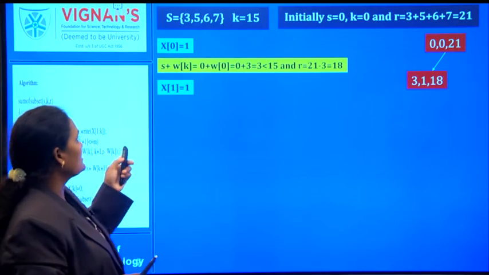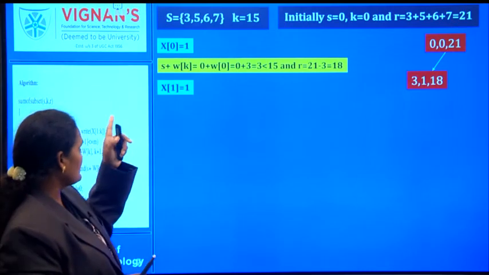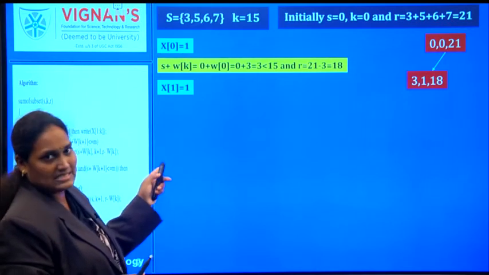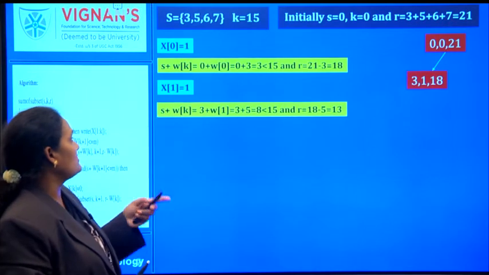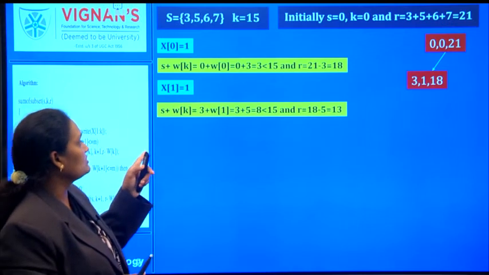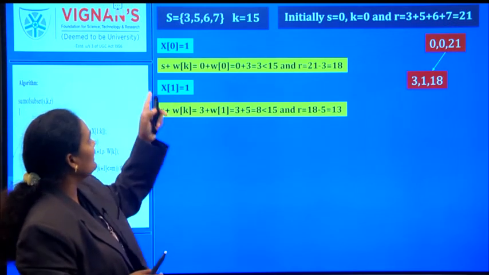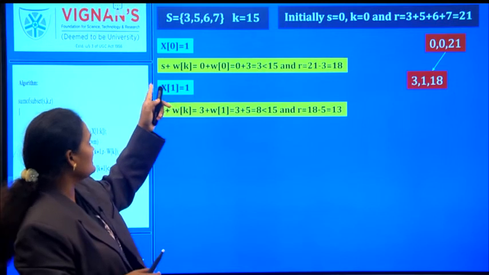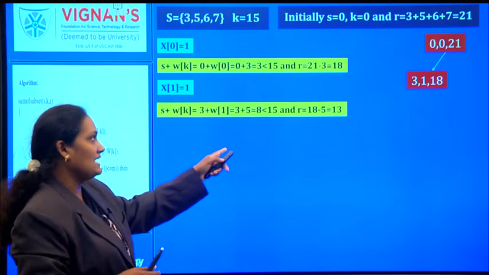Now next x of 1 is equal to 1. So first x of 0 is 1, next x of 1 is equal to 1. Now what becomes the sum value? S plus W of K is equal to 3 plus W of 1. 3 plus the weight of the first element, which is nothing but 5, is 8, which is less than 15.